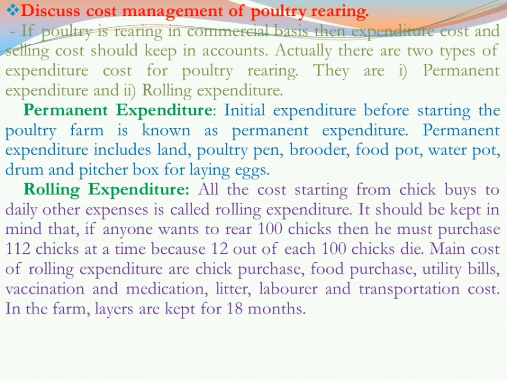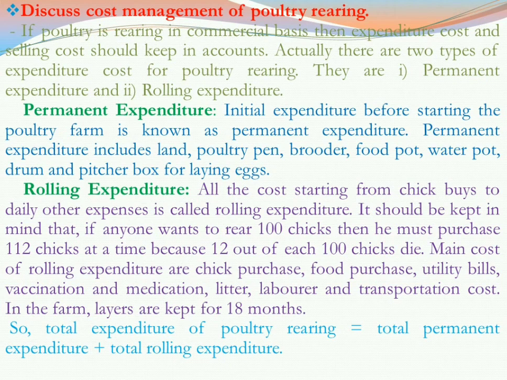The main costs of rolling expenditure are chick purchase, food purchase, utility bills, vaccination and medication, litter, laborer, and transportation cost. In the farmhouse, layers are kept for 18 months. That means rolling expenditure lasts for 18 months for one round of chicken rearing. After that, if you sell all the chickens and eggs and want to start again, then rolling expenditure will start again. But permanent expenditure shouldn't change, because it starts once. It doesn't get destroyed. It should be kept as it is.